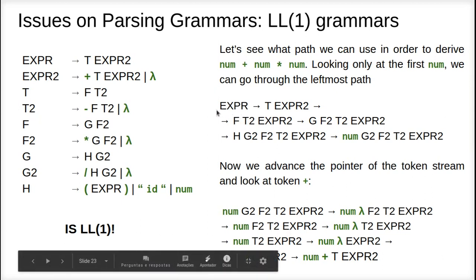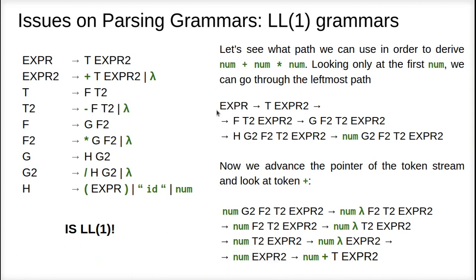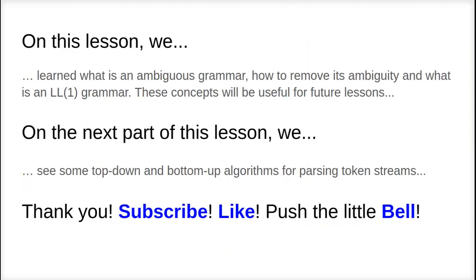This one here. This path here. So EXPR evolving to T EXPR2, that evolves to F T2 EXPR2, and so on, reaching the expected num on the derivation. We continue the derivation now considering token plus, and we go from production F2 T2 EXPR2 to lambda, then plus T EXPR2, and so on, reaching num plus T EXPR2. The other nums can be derived seeing the path of the T EXPR2 step, and the multiplication token can be derived from the path that starts from F2 T2 EXPR2.